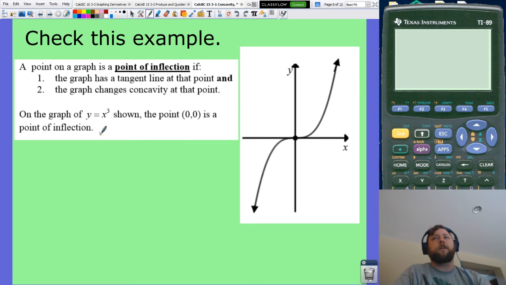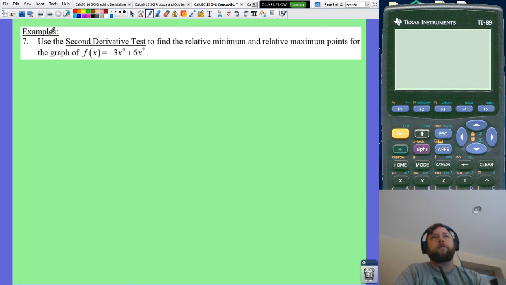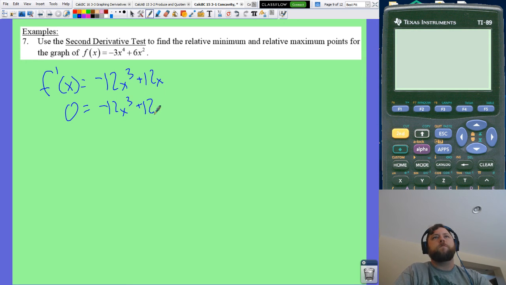This previous one doesn't have any relative mins and maxes, so let's do this test example. It's especially easy on polynomial functions, I think, because it's easy to find the second derivative. So you can do the first derivative and figure out your critical numbers. It'll be negative 12x cubed plus 12x. Set that equal to 0. You're going to factor out 12x, which gives negative x squared plus 1. So your critical numbers are x equals 0 from this term, and then positive and negative 1 from this term. So you've got 3 critical numbers.